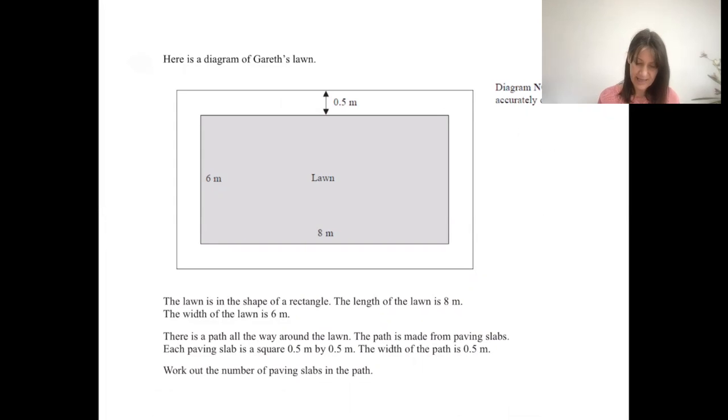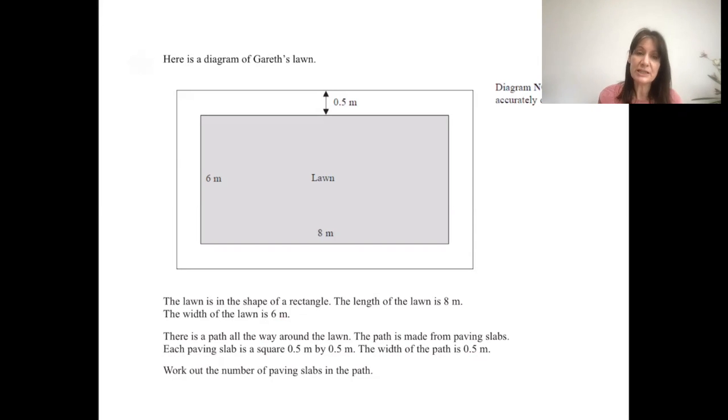Okay, so again, there's quite a lot of information coming our way with this. We've got the diagram. The lawn is in the shape of a rectangle. The length of the lawn is 8 by 6. I can see all of that in the diagram. There is a path all the way around the lawn, and the path is made from paving slabs. Each paving slab is a square 0.5 by 0.5. So I can see that we're in the same units, which is really great. And then the width of the path is 0.5. So I've got to work out the number of paving slabs that are going to fit.